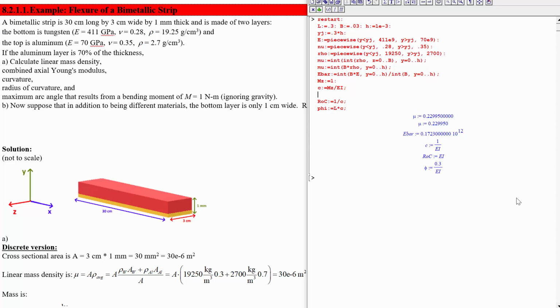Okay, so what is the flexural rigidity? Well, EI is equal to the integral over the cross-section, so we'll have the integral of B times E times the square of the distance from the stiffness weighted centroid of this thing.